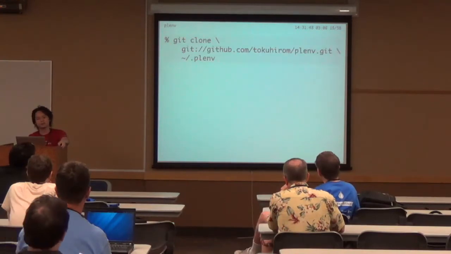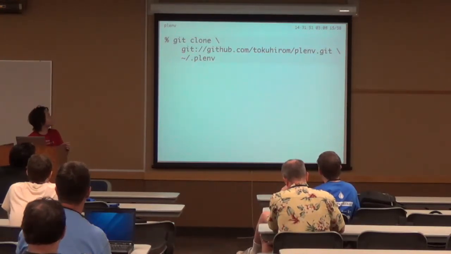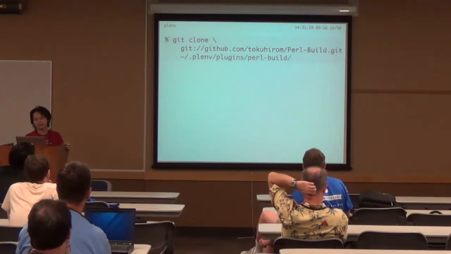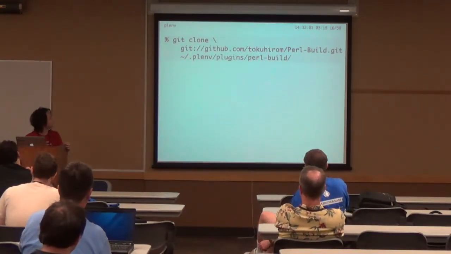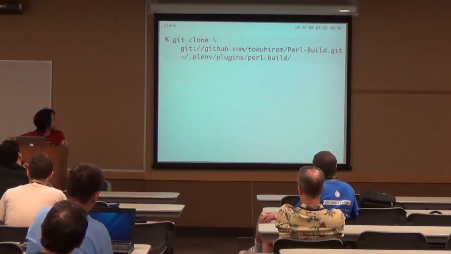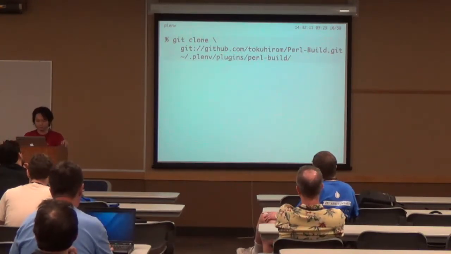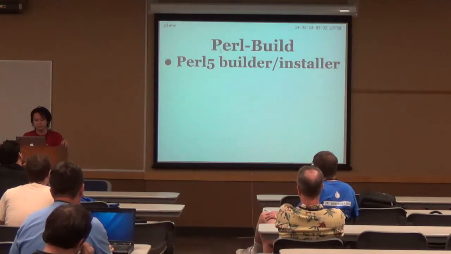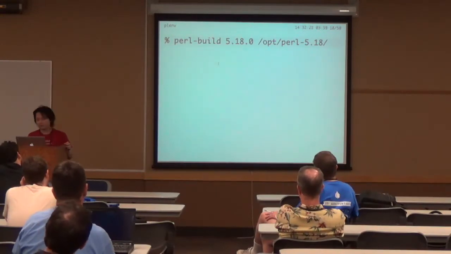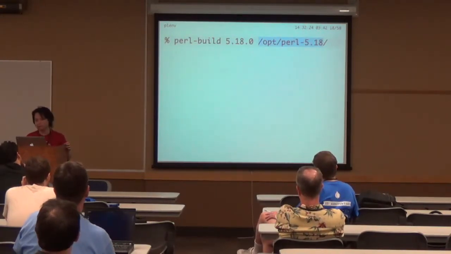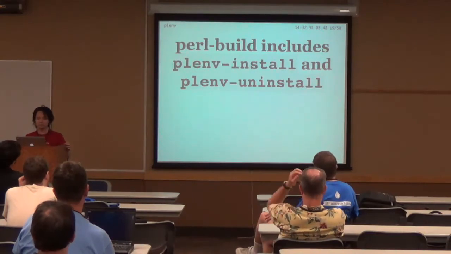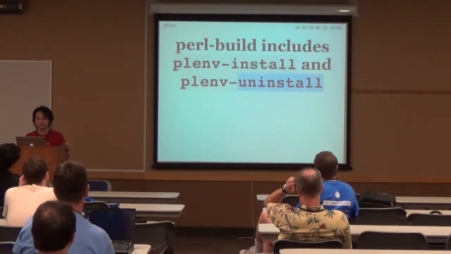Just git clone from my repository and put it in the .plenv directory, and clone perl-build. perl-build is a Perl builder and installer, and put it in the .plenv/plugins/perl-build directory. So perl-build is a Perl 5 builder and installer. perl-build supports Perl 5.8.0 through Perl 5.18. That's all. perl-build includes the plenv install and plenv uninstall commands.